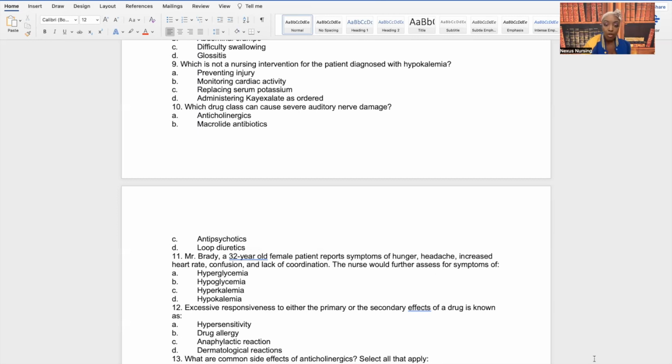Number 10, what drug class can cause severe auditory nerve damage? Anticholinergics, macrolide antibiotics, antipsychotics, or loop diuretics? What do you guys think? And the correct answer is macrolide antibiotics. The macrolide antibiotics are very hard on the hearing, the eighth cranial nerve, okay? It can cause the patient to have permanent hearing loss, okay? It's very hard on the eighth cranial nerve.